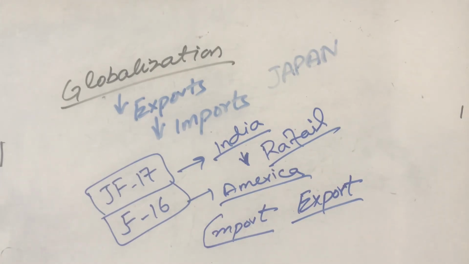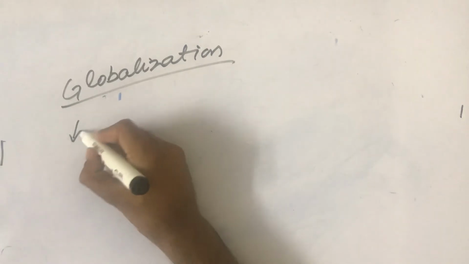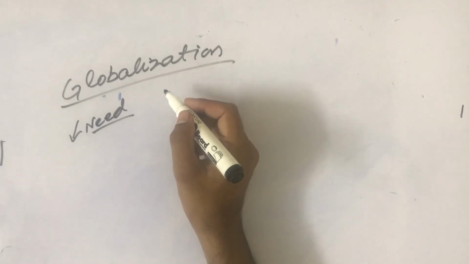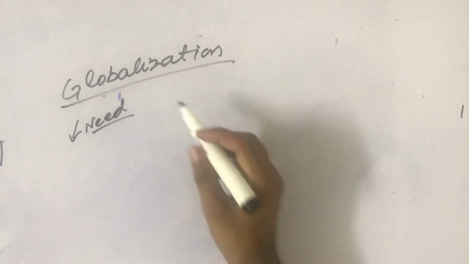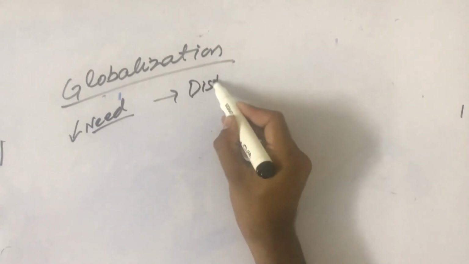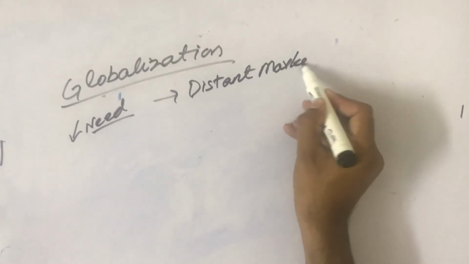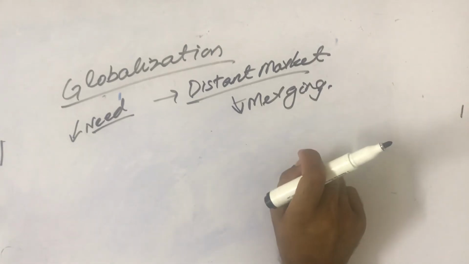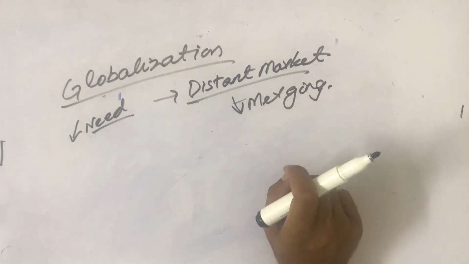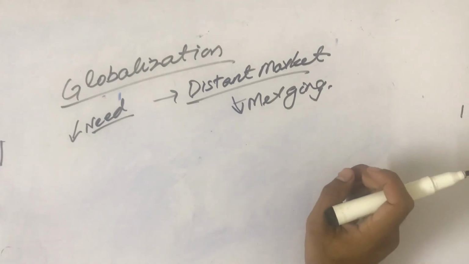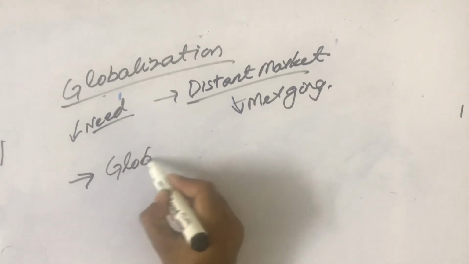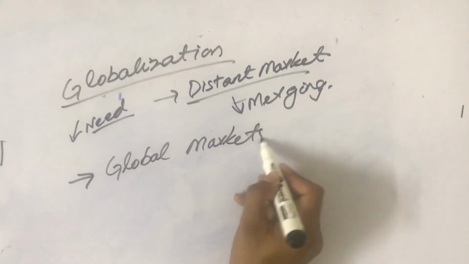Now we'll further explain this concept of globalization. What is the ultimate need for globalization? Historically distant and separate national markets are merging. How is globalization being carried out? The distant markets are now merging and being brought closer. It no longer makes sense to talk about the German market, the American market or the Pakistani market. Now all the markets have become one market, which is known as the global market.